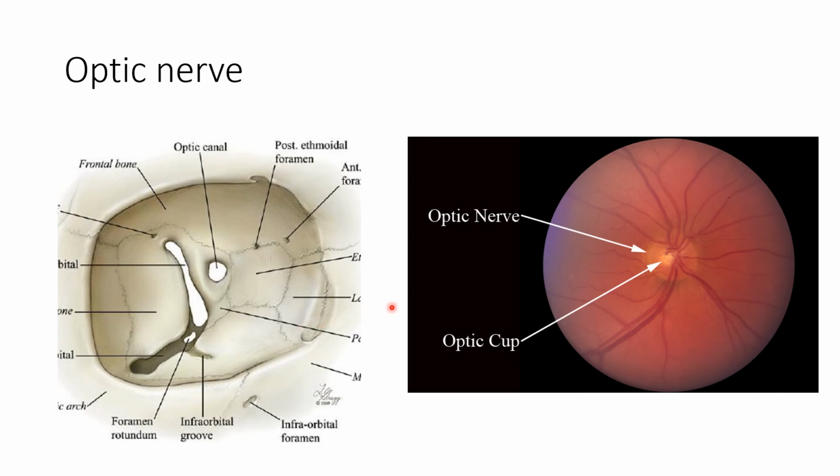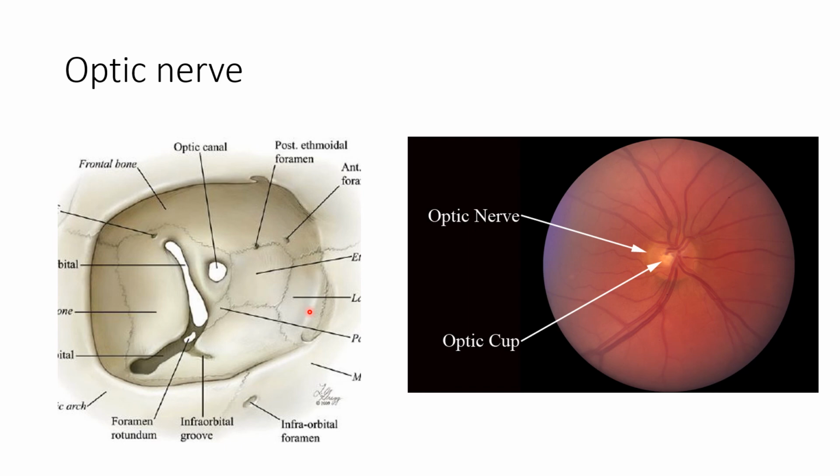And optic nerve is crossed superiorly by the ophthalmic artery, nasociliary nerve, and superior ophthalmic vein. So one artery, one nerve, and one vein. So this you should keep in mind. And optic nerve is crossed inferiorly by nerve to medial rectus. So these are the important facts you should know about optic nerve.